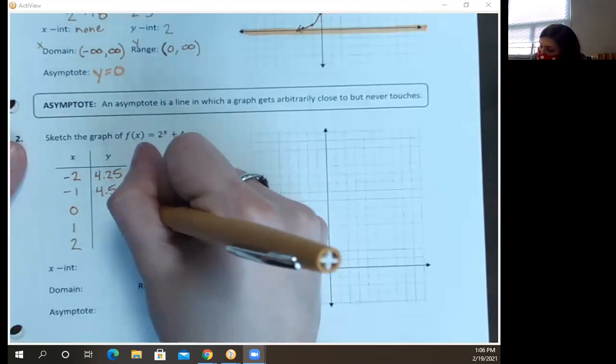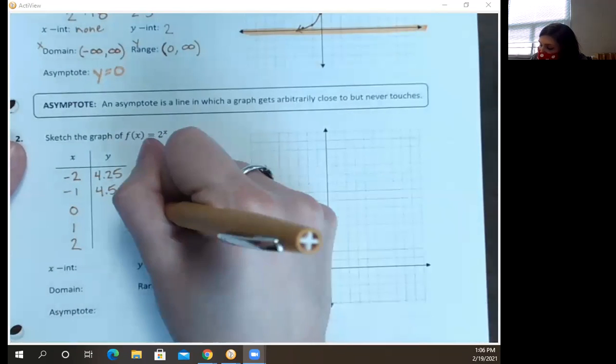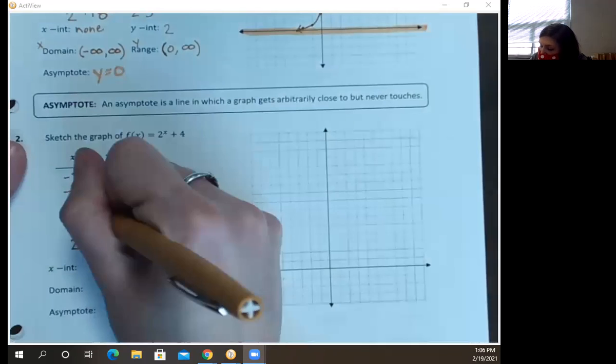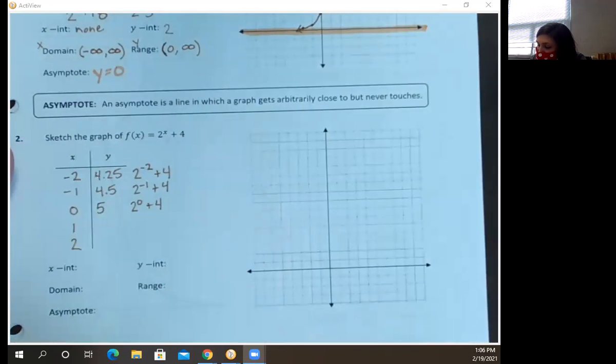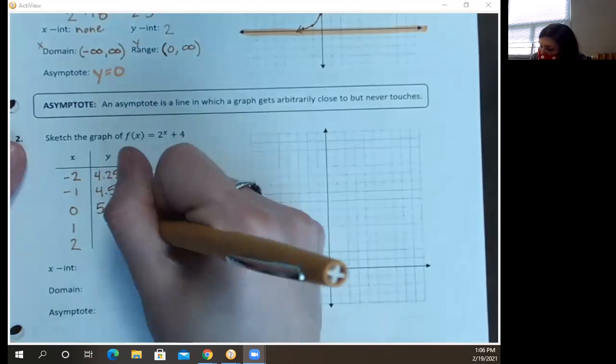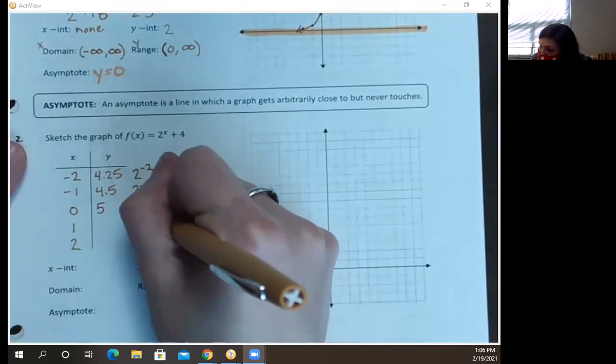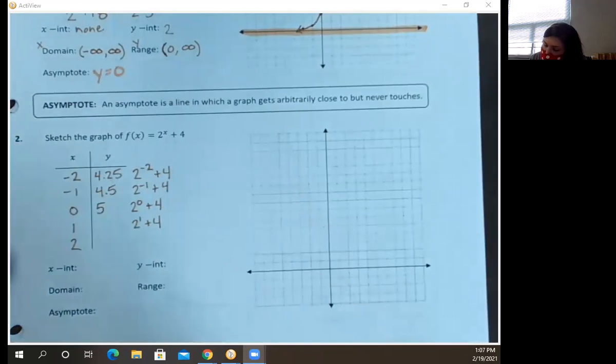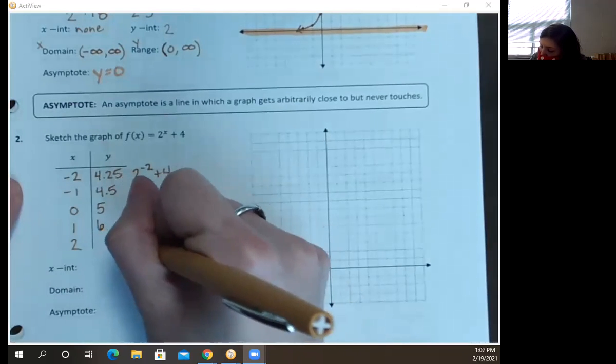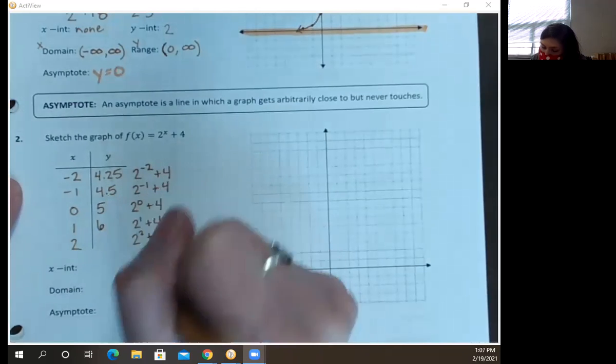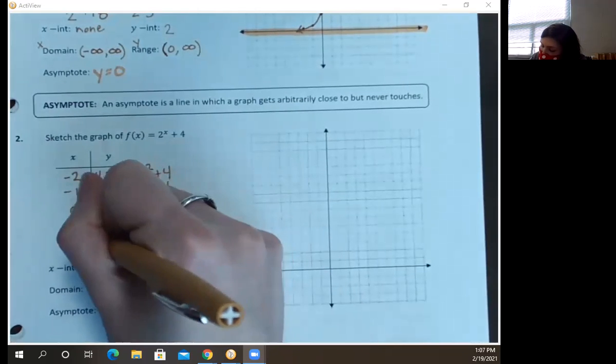Then I'm going to plug in 0 for x. So I have 2 to the 0 plus 4. That gives me 5. And then 2 to the first plus 4. That gives me 6. And then 2 to the second plus 4. That gives me 8.